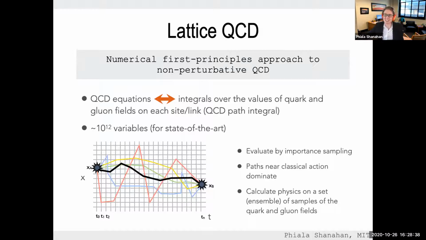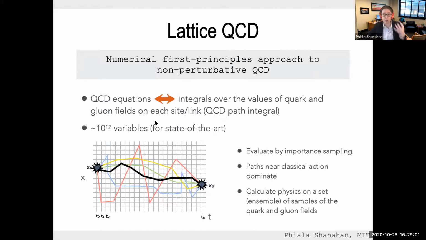And what this looks like is these equations end up becoming integrals over the values of the quark and gluon fields on each site and each link of the lattice. So these calculations numerically look like integrals over something like 10 to the 9 to 10 to the 12 variables for state-of-the-art calculations. And the way we evaluate them is by importance sampling.